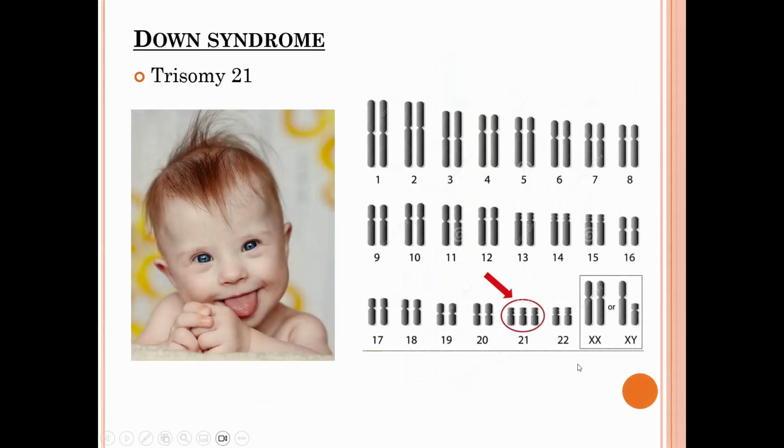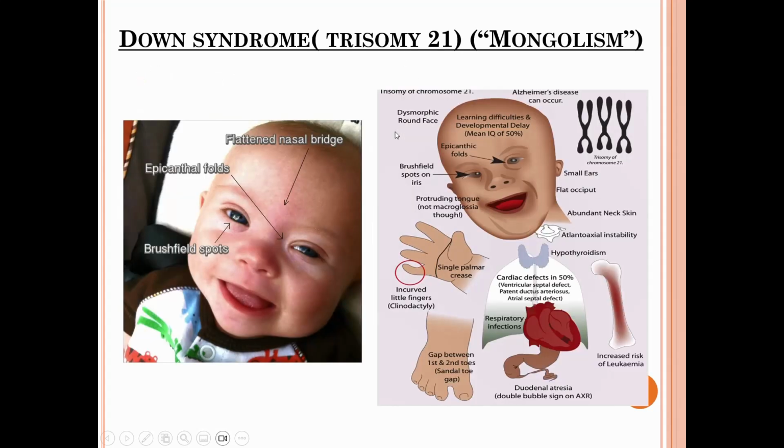Then Down syndrome. So Down syndrome is trisomy 21. Most commonly it is asked as a short note related to genetics. And you will see many cases of Down syndrome. It can be asked as a short note, as I have mentioned. Down syndrome is also known as Mongolism.